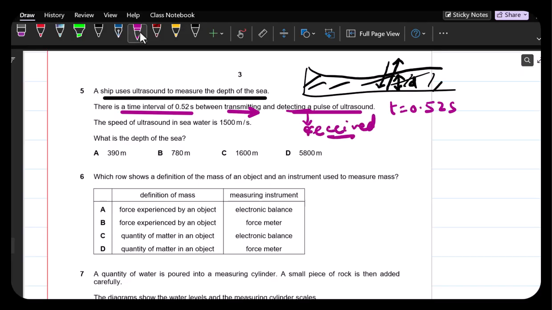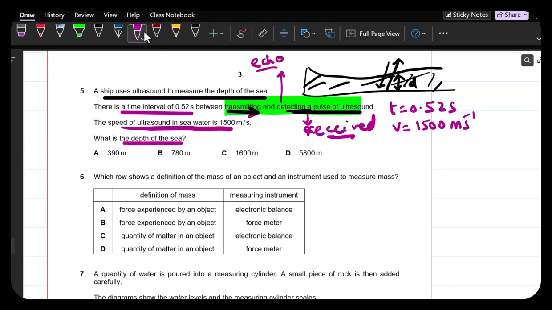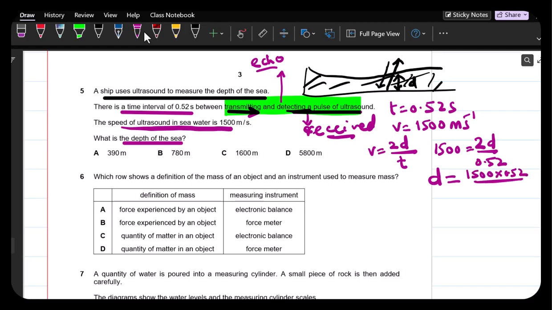Okay. Speed of ultrasound in sea water is given as 1500 meter per second. So this is indicating the echo method. So what is the depth of the sea? My dear students, we are going to use the echo method. Speed is equal to 2d by t. So substitute the values: 1500 is equal to 2d divided by 0.52. If you solve this, it will be 1500 multiplied by 0.52 divided by 2.